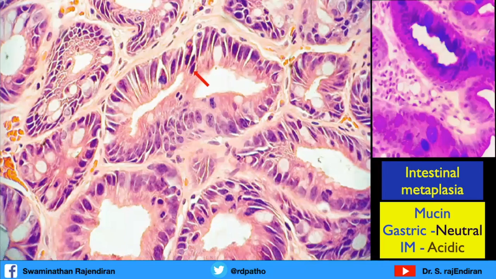Here, HNE picture showing goblet cells in a gastric mucosa. These goblet cells are taking blue color in Alcian blue, whereas the gastric epithelium is taking the PAS color. Okay, so this is Alcian blue PAS, intestinal metaplasia of the gastric mucosa.